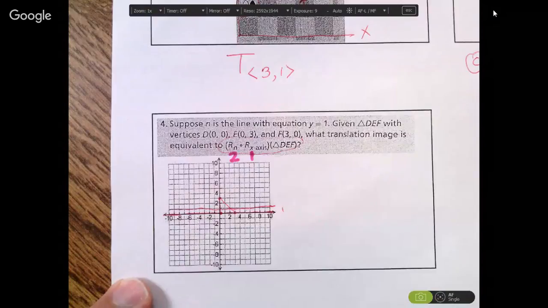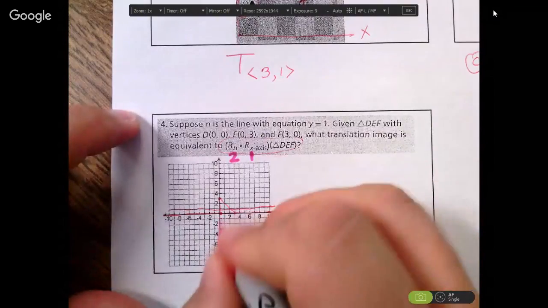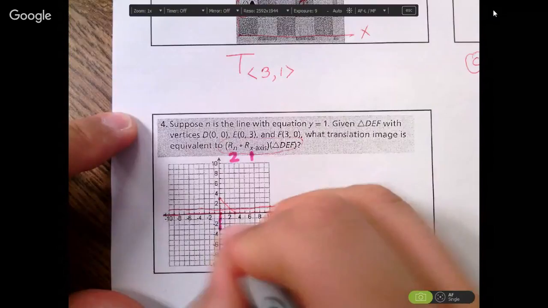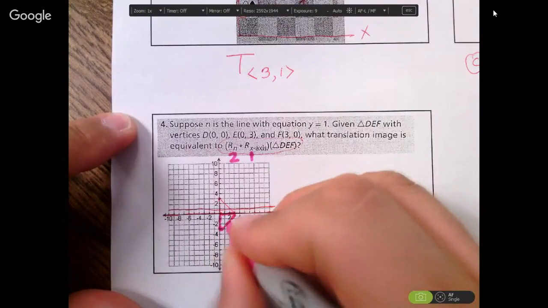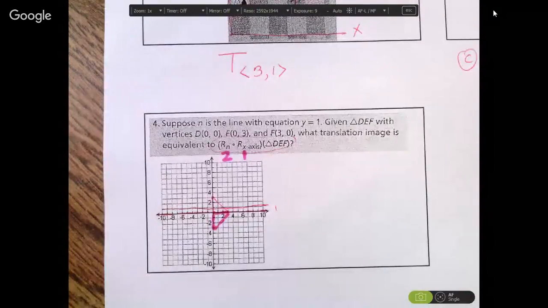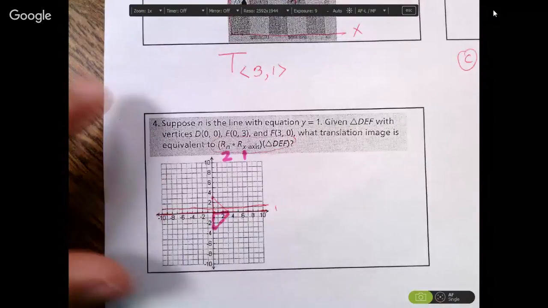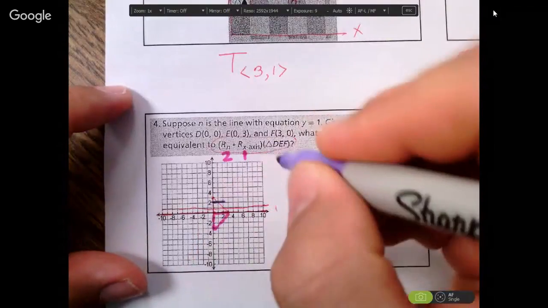So let's reflect across the x-axis. I know I should have made this a little bit smaller for you. Just kidding. It's really small. But we reflect it across the x-axis, it would be there in pink. And then if I reflect it across, oh, did I do that right?